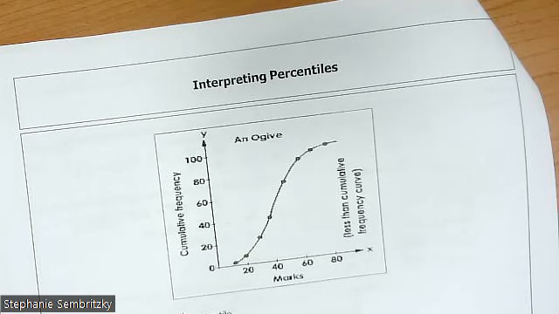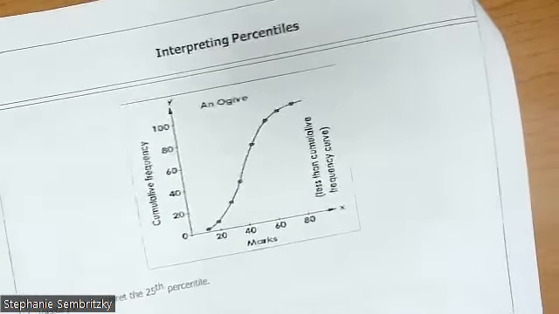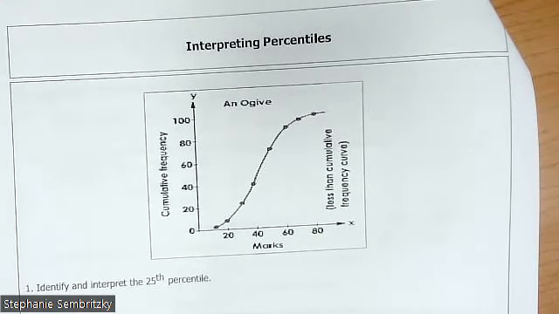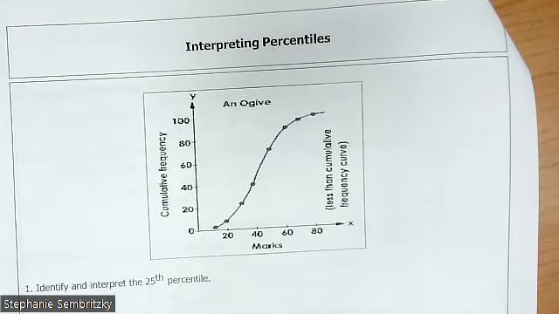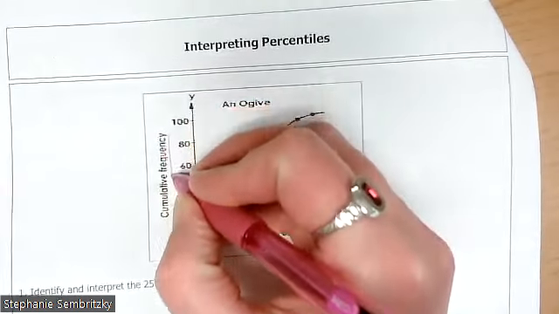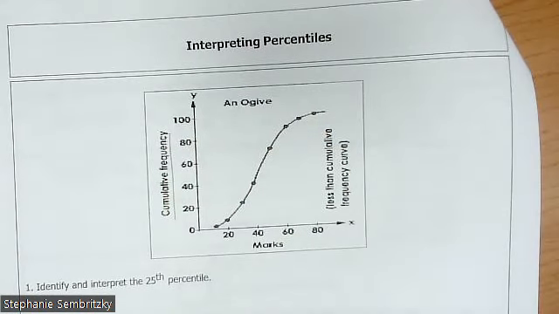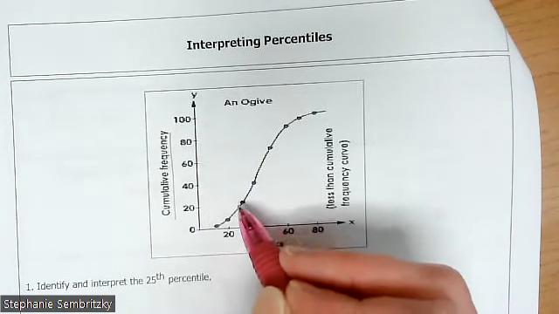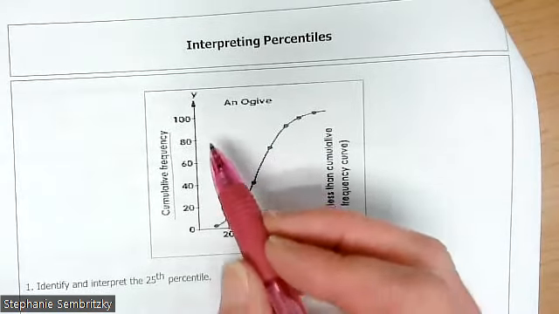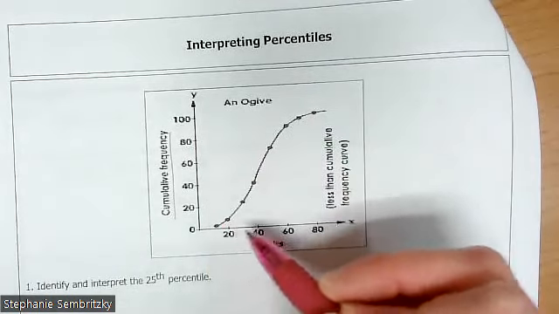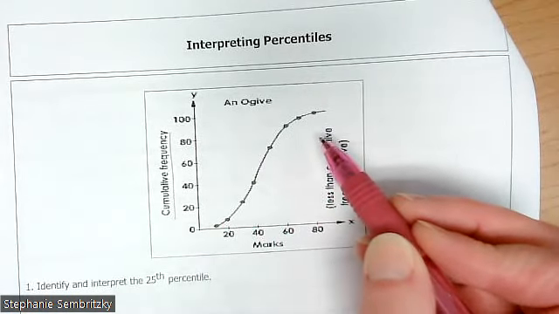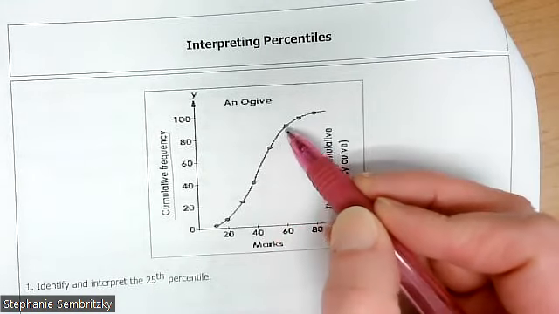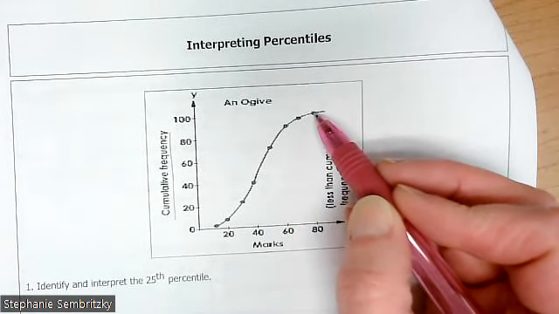All right. So what if we were given an ogive? Ogive is just a fancy name for cumulative frequency graph. Remember, cumulative frequency means that we're doing a running total on our table. How many values have we collected? So what's our total number of values? If we look at the cumulative frequency, what's the maximum?